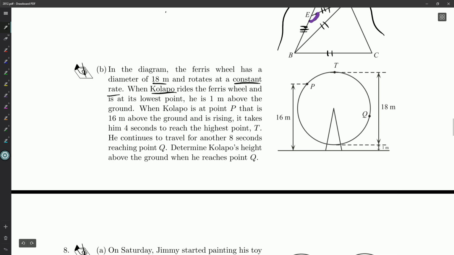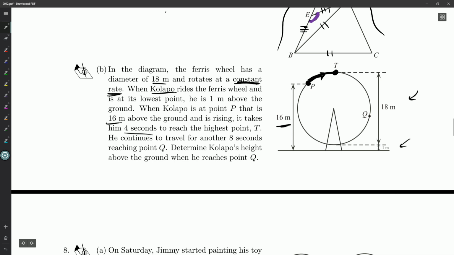When Calapo rides the Ferris wheel, and it is at its lowest point, he is 1 meter above the ground. And they've started labeling these things for me, which is nice. When Calapo is at point P, that is 16 meters above the ground, which again, they've got in their little picture, it's rising. So that means we're going this way. And it takes him 4 seconds to reach T. Okay? So whatever this part of the circumference is, it takes 4 seconds to go that distance. And because the Ferris wheel is going at a constant rate, anytime we see that circumference being traveled, we'll know it takes 4 seconds.